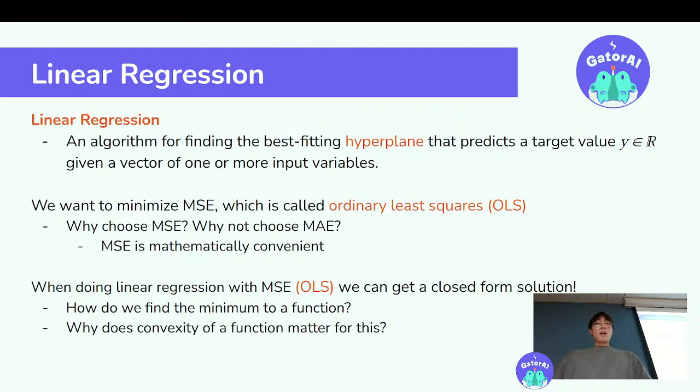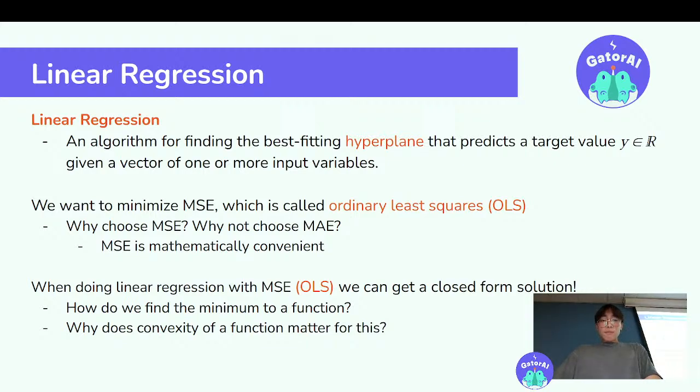So now we've chosen the mean squared error. This idea of linear regression using mean squared error as our loss function instead of mean absolute error, we call ordinary least squares. Ordinary least squares is linear regression specifically with the mean squared error loss function. We explained why we choose mean squared error over mean absolute error: it's mathematically convenient for us to find the minimum of this loss function.